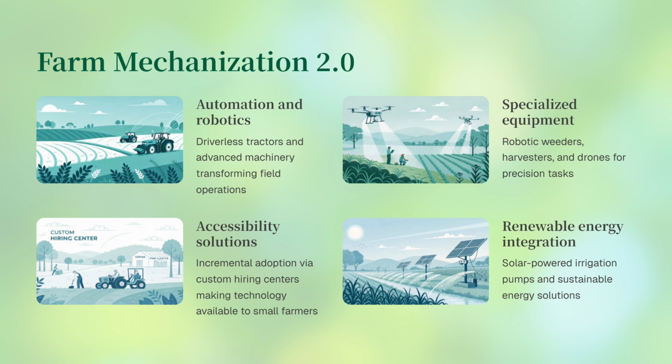Fourthly, farm mechanization 2.0 will introduce automation and robotics into farming. Autonomous tractors, drones for precise crop spraying and robotic weeders could alleviate labor shortages and enhance productivity. Renewable energy solutions such as solar powered irrigation pumps further support sustainability.